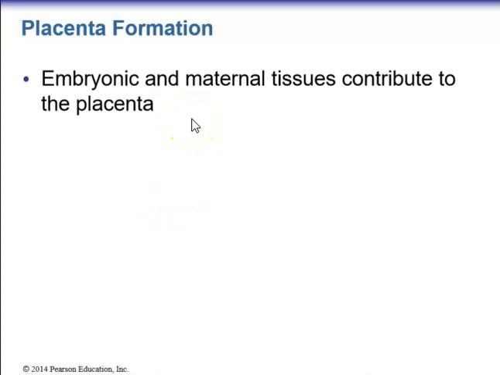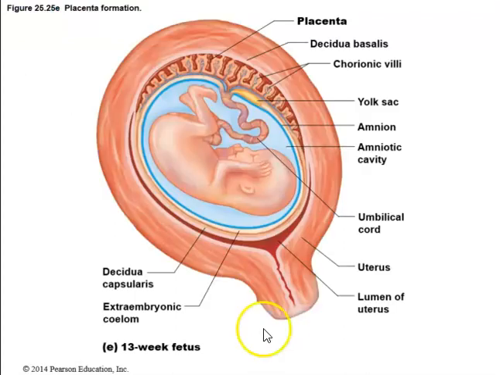So with regards to formation of the placenta, we know that embryonic and maternal tissues will contribute to placenta formation. Here we see a 13-week fetus. So the decidua basalis and chorionic villi together make up a thick pancake-shaped disc at the end of the umbilical cord, and this is the placenta. And it's called the placenta by week 13. And the placenta will continue to nourish the fetus for 6 more months until delivery.